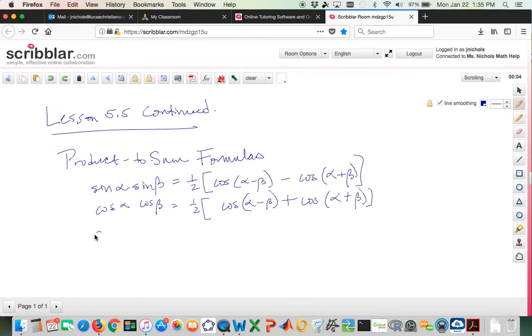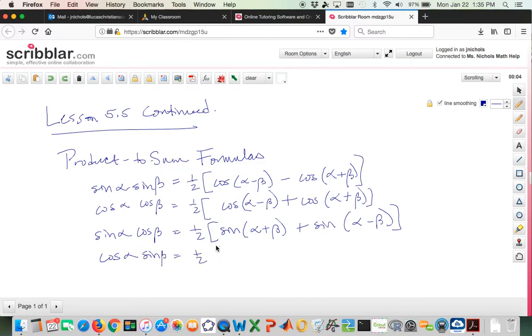We have sine alpha cosine beta is equal to 1/2 bracket sine alpha plus beta plus sine of alpha minus beta. Lastly, if we switch it, I have cosine alpha sine beta, and that is 1/2 bracket sine of alpha plus beta minus sine of alpha minus beta. Okay, those are the product to sum formulas, and then next we have the sum to product formulas.